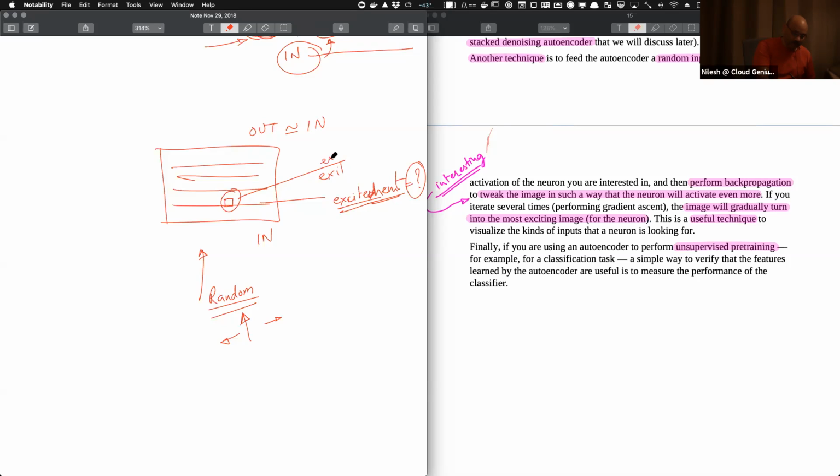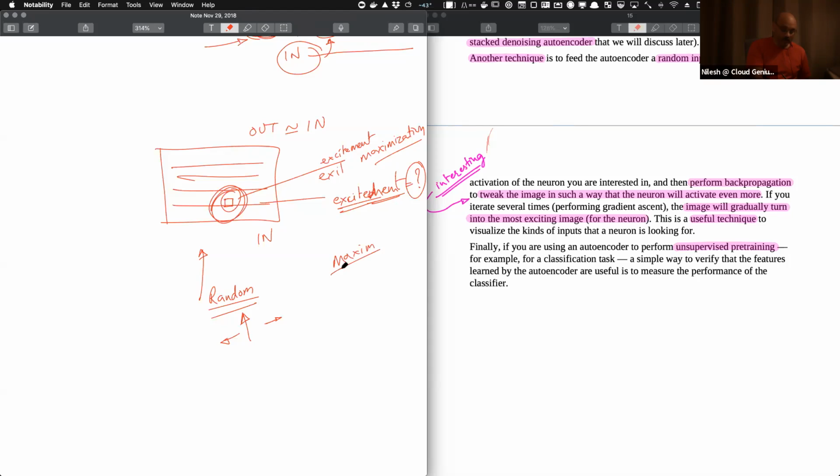This excitement maximization. So this is the opposite idea of gradient descent. This idea is going to be gradient ascent. You want to get to the point where the excitement function for that neuron is maximized.